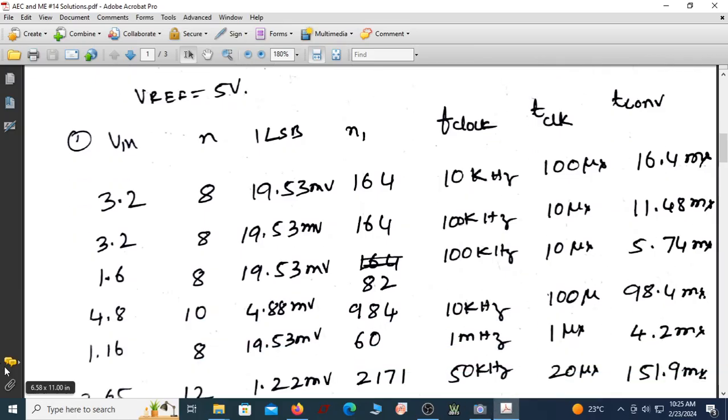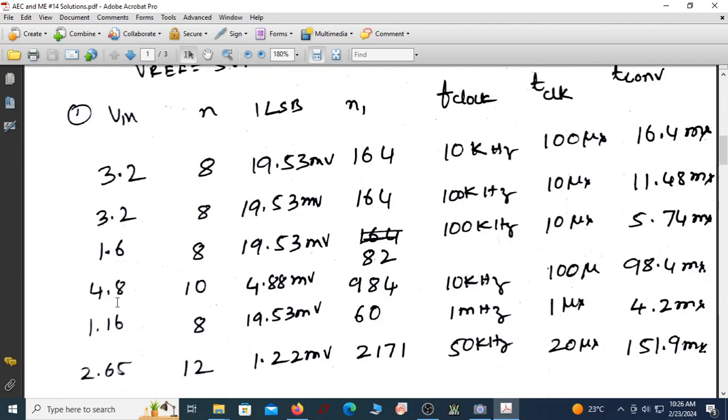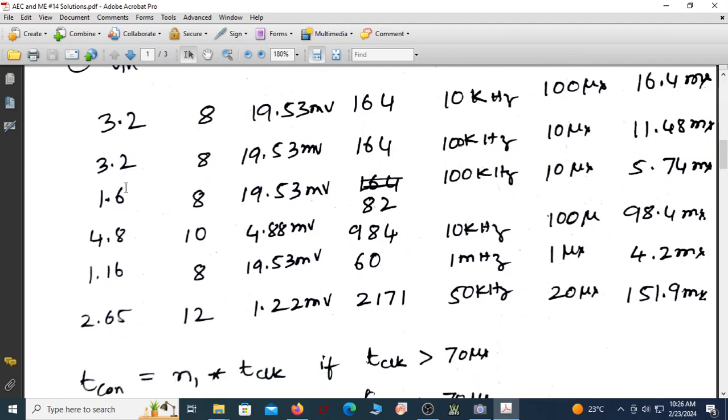So likewise, you do this. If the input voltage is 4.8 analog voltage, and the number of bits are 10, one LSB is this. So this corresponds to 984 LSBs if the clock frequency is 10 kHz. Now when it is 10 kHz, this is 100 microsecond. So it is 100 microsecond into 984, which happens to be 98.4 millisecond. On the same lines, you can do this.